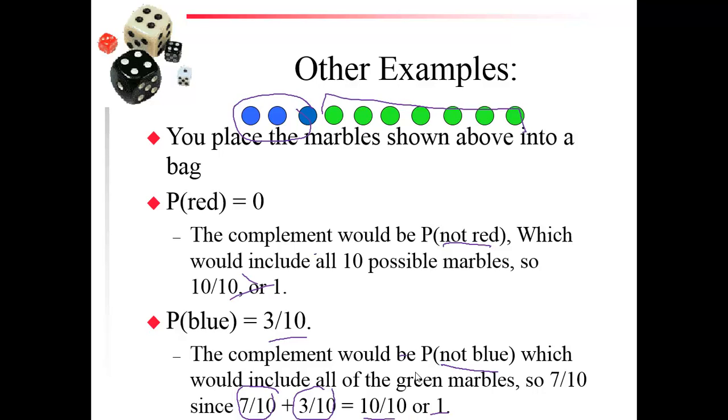Again, the main idea today is that the probability of an event and the probability of that event's complement must add to 1, or 100%.